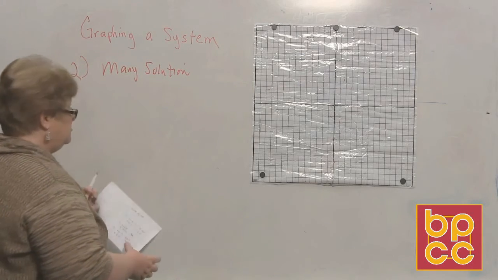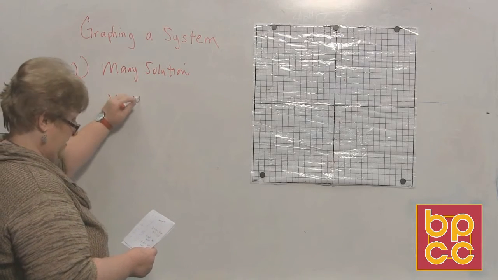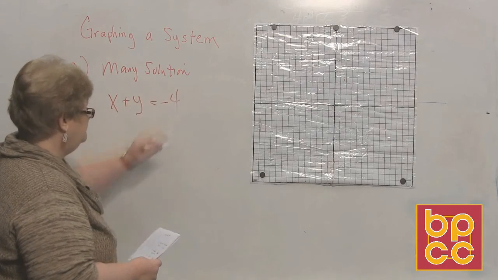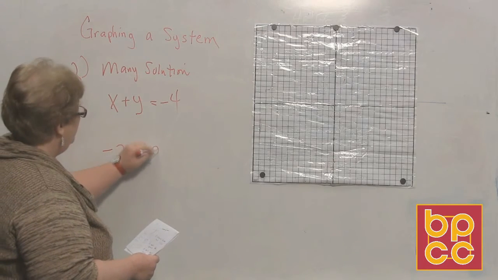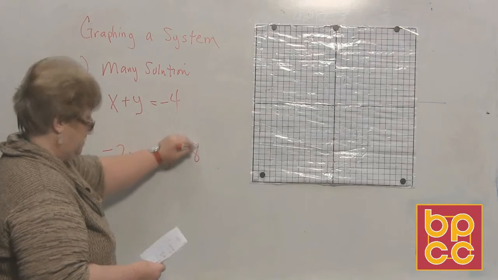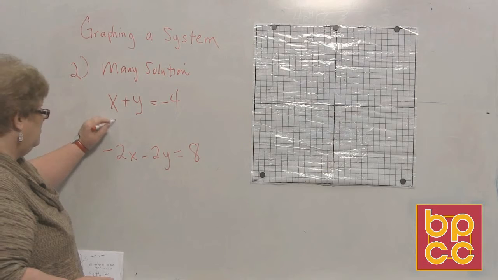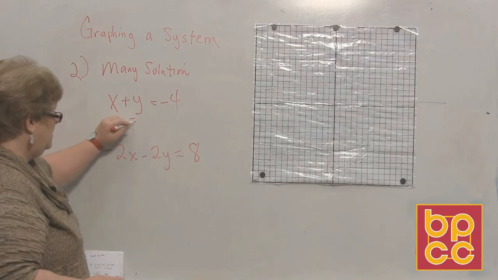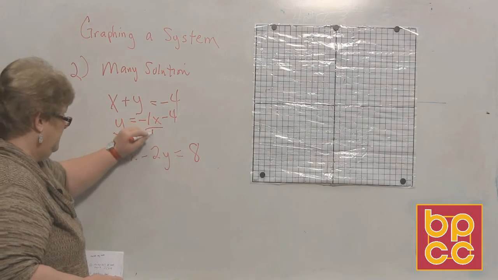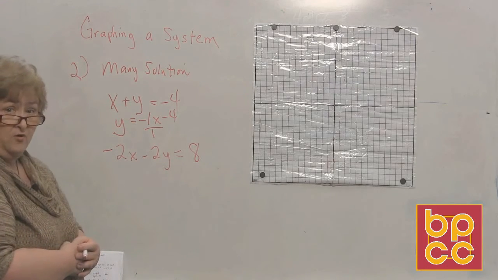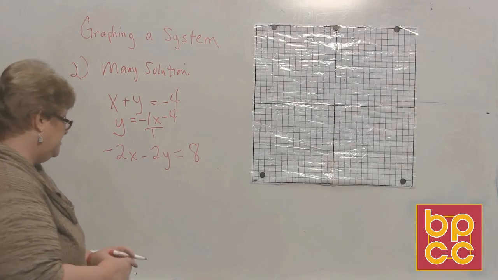All right, so here's the one I'm going to do for that. I'm going to write x plus y equal negative 4. And then I'm going to do a negative 2x minus 2y will equal 8. Okay, let's go ahead and put it in slope-intercept. We're going to start with y equal negative 1x minus 4. I'm going to go to a negative 4 on the y. I'm going to go down 1 and to the right 1, and then draw my first line.